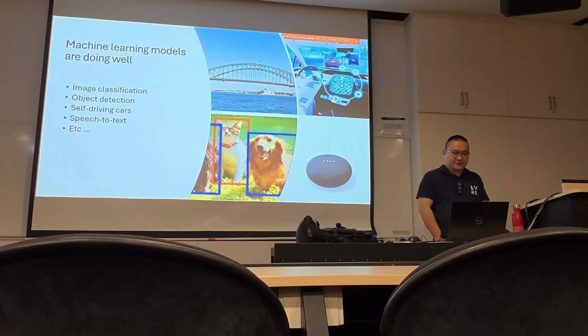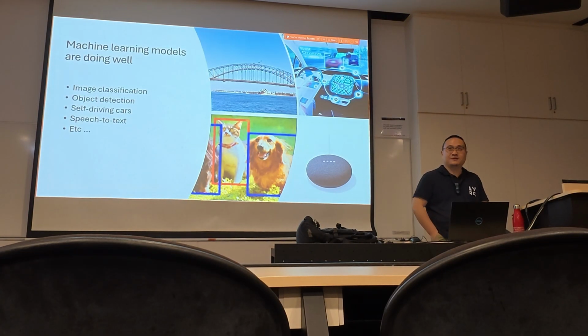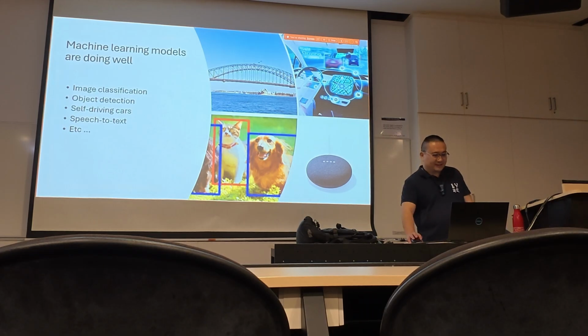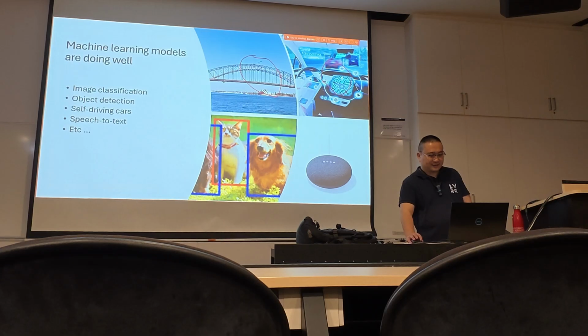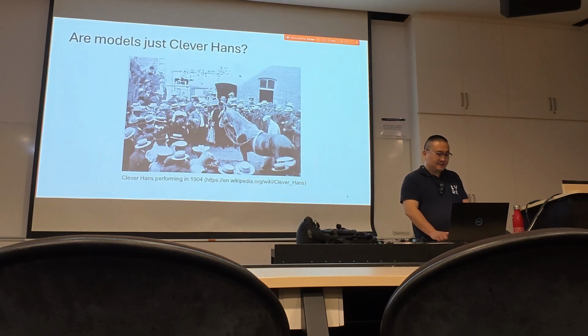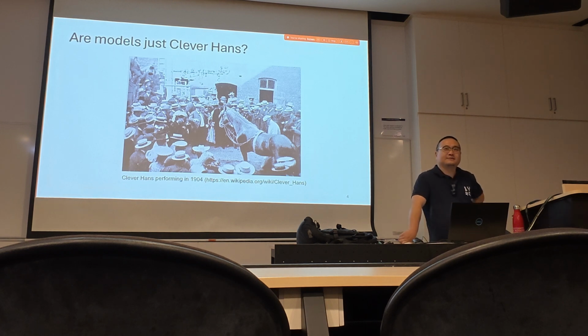Machine learning models are doing very well in the real world. We can find them everywhere in our life, in image classification, self-driving cars, object detection, and speech recognition tasks. We think that they are very successful in the real world. And the interesting question is, are these models just Clever Hans?